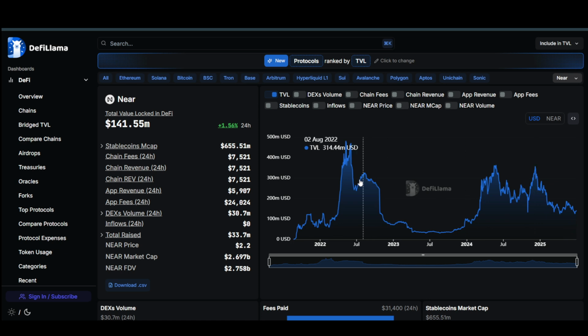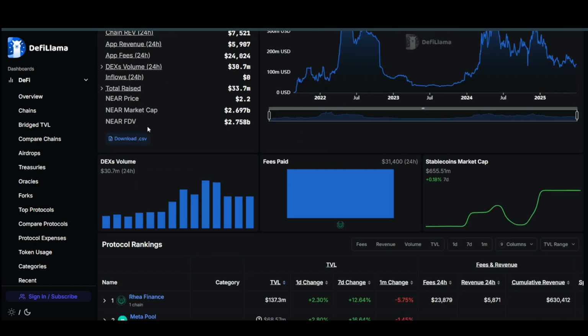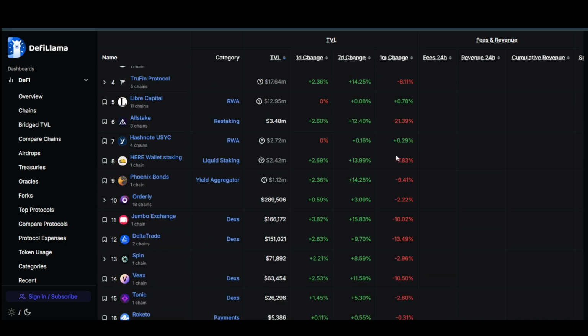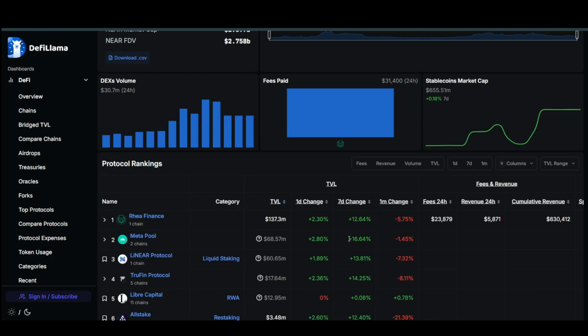It has struggled in the past, as you can see, and again it is basically down like 50% from its recent high, which was around 300 million, and it's now at 141. And as of now all of the DeFi projects are tanking a lot, so that's not good, I would say.